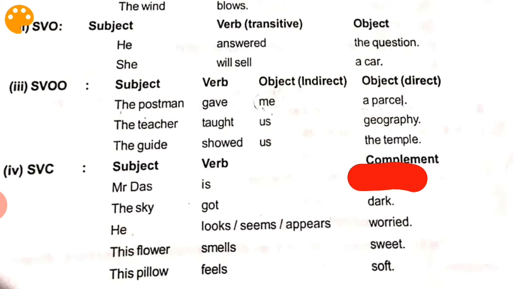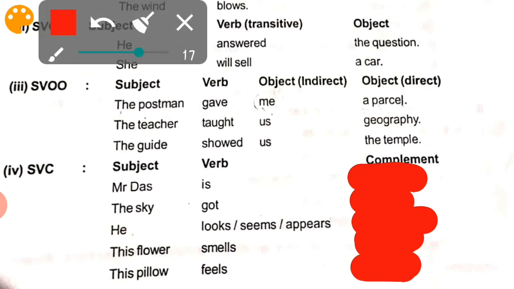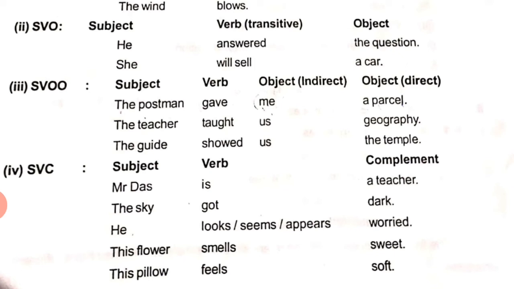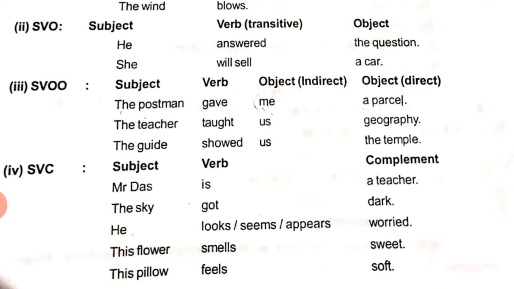The second example, the sky got what? Dark. He looks, seems or appears what? Worried. Incomplete sentence. He looks what? The flower smells what? Sweet. The pillow feels what? So this is the SVC pattern. You have to remember, after a be verb or link verb, the complement comes.